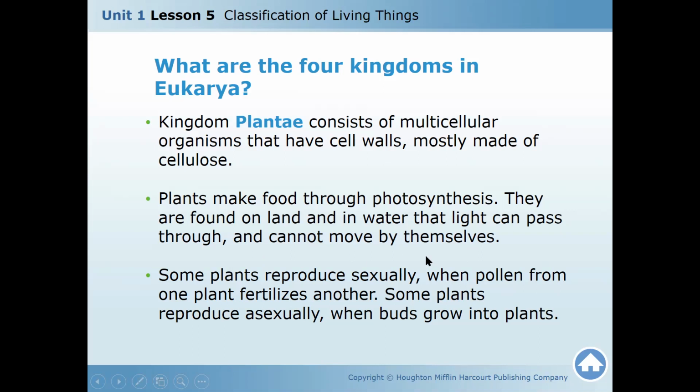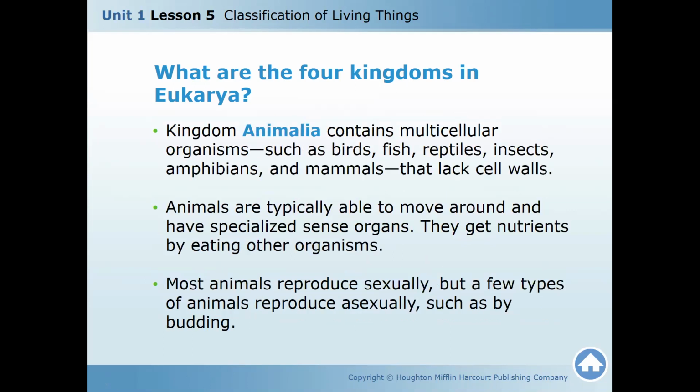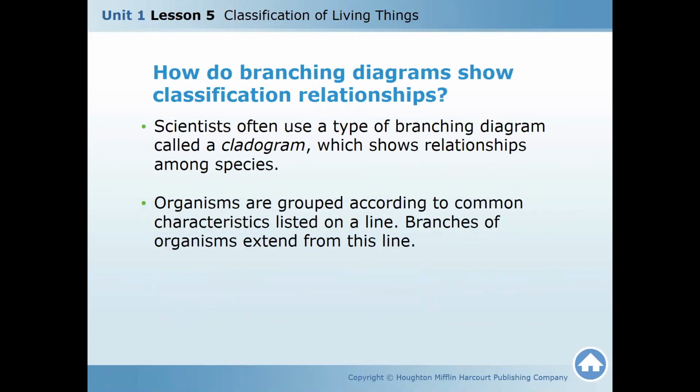Girls, there was a question. When light cannot pass to the ground of the ocean, how do they make their own food? Using chemicals. The answer is they use chemicals. Some plants reproduce sexually when pollen from one plant fertilizes another. I have shown you how the pollen comes and drops, and sometimes the spores fall. You remember when I was teaching you about spores and the cycle of mosses?